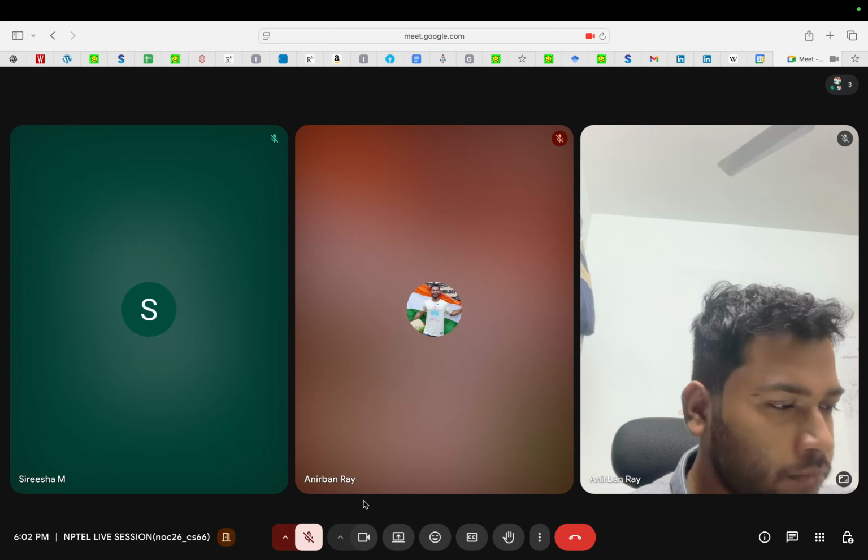A13. We have three neurons, so there are going to be three expressions. W13 transpose H0 plus B13, and H13 is equal to G of A13. Clear, right? This one is clear. Any doubt? Clear, okay.